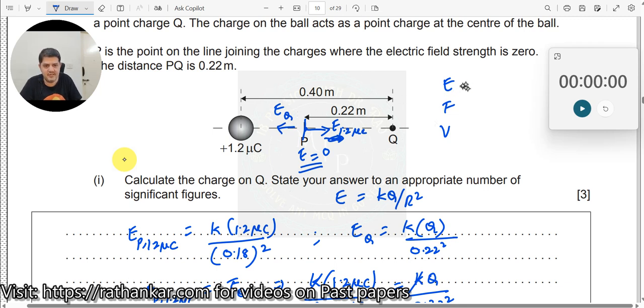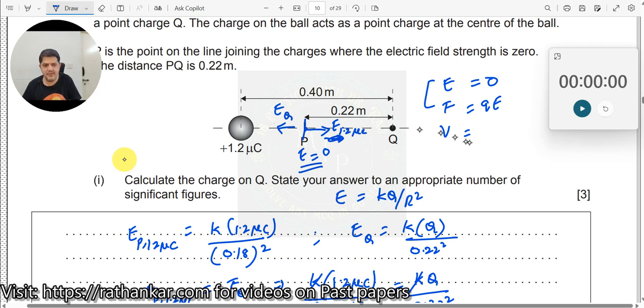Electric field is 0. We have found that out, it's already given. What about the force? Force is also 0. Why? Because F equal to Q times E, right? So since E is 0, this should also be 0. What about potential? See, these are zeros because they were vectors. But potential is not a vector. It's a scalar.